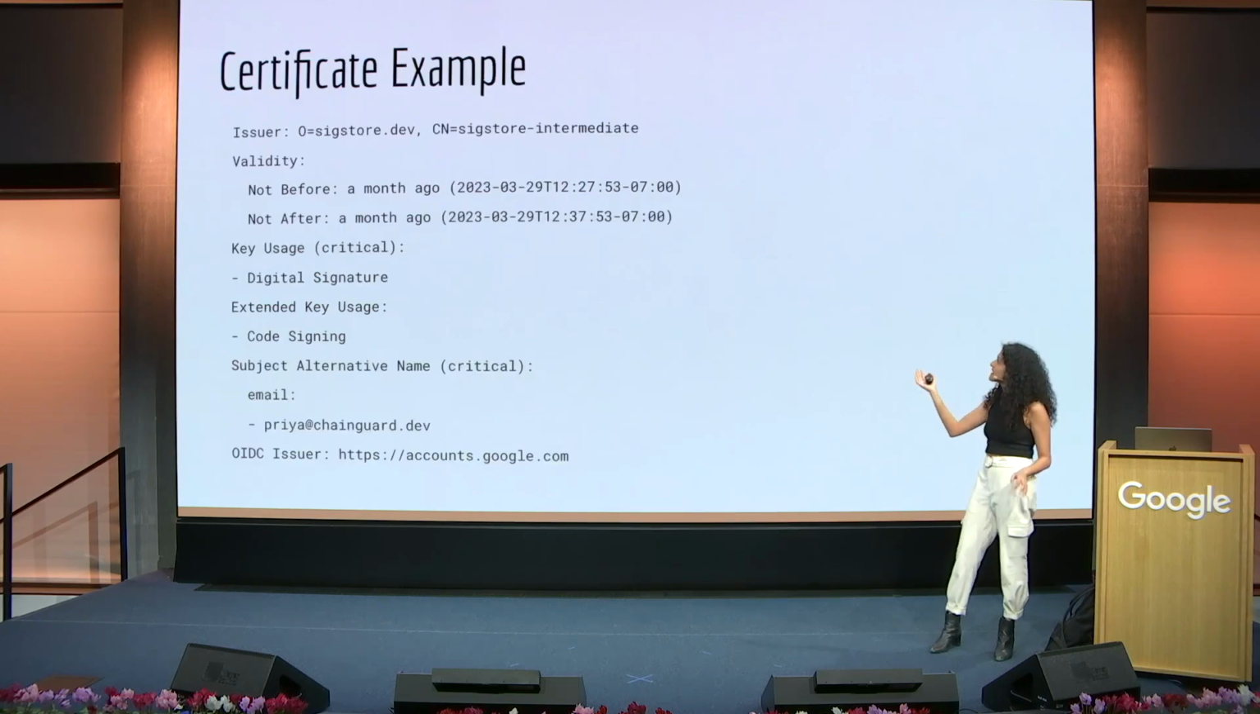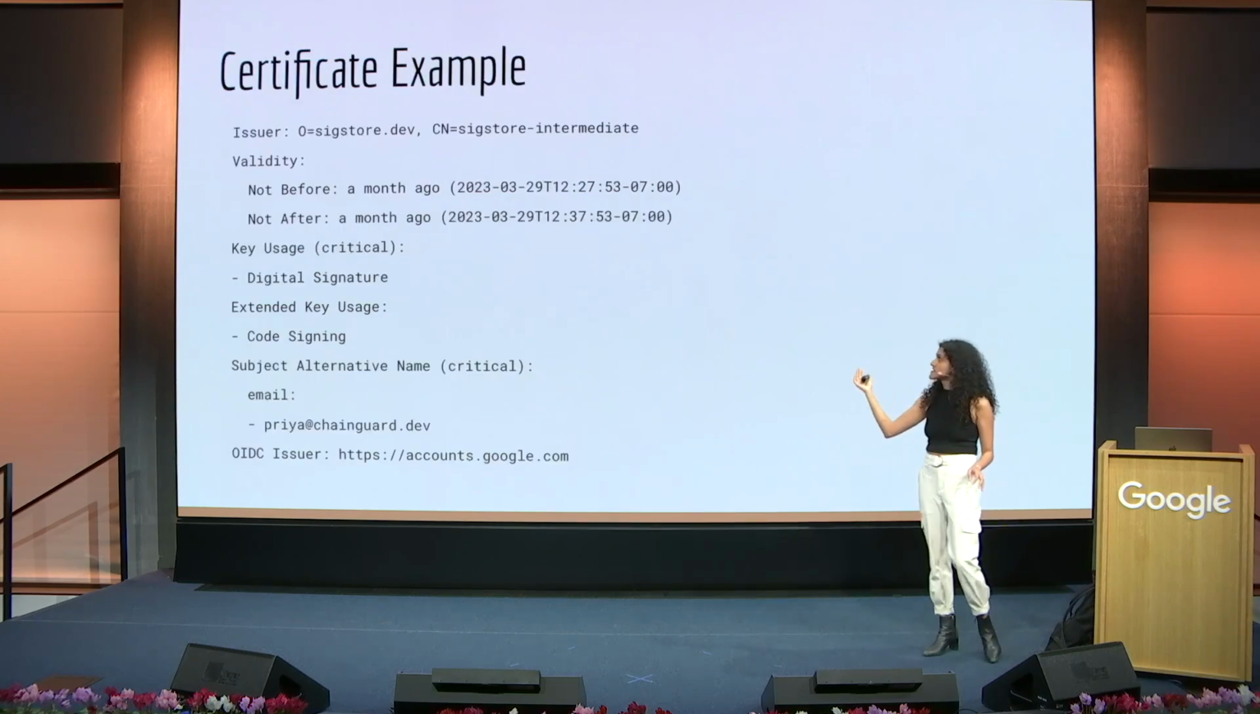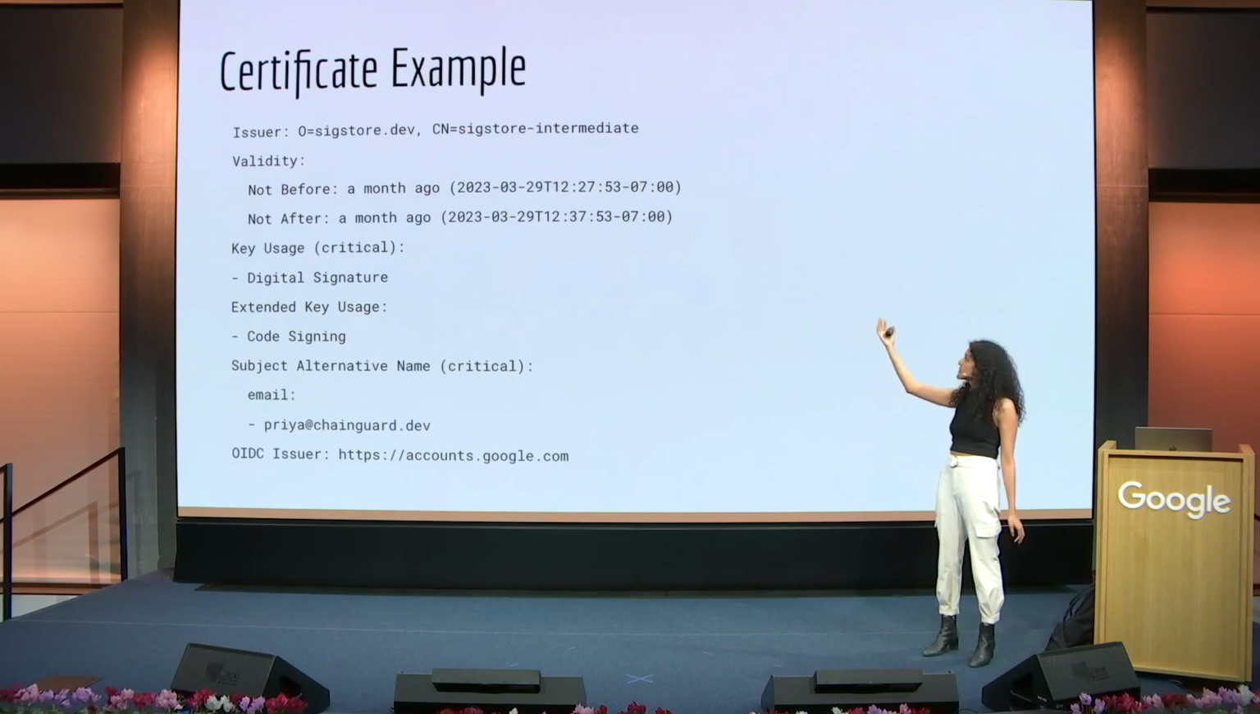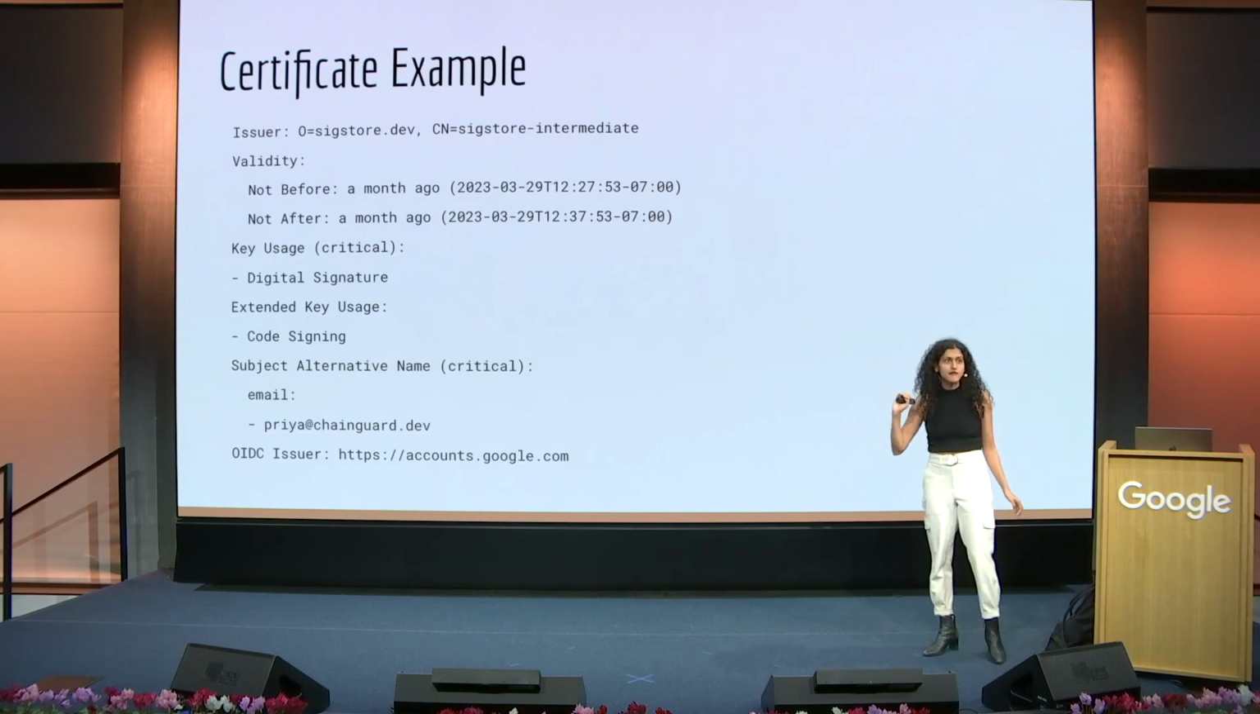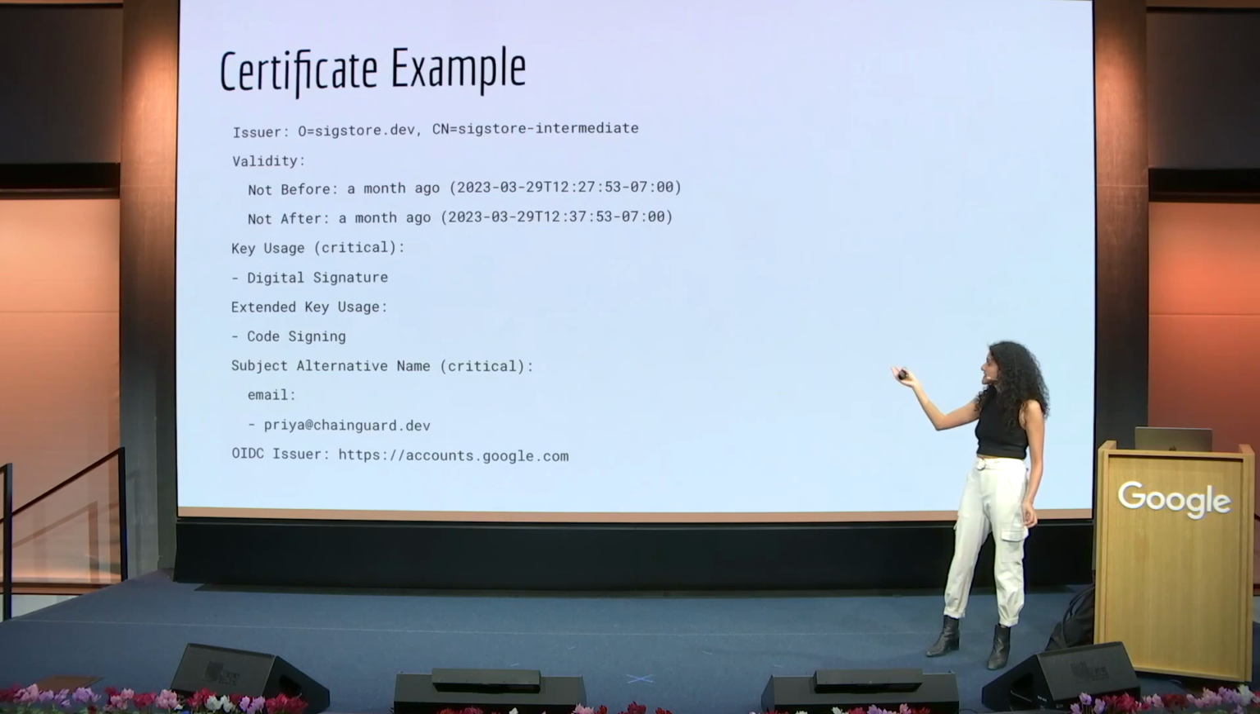So this is an example Fulcio certificate which has been issued. You can see at the top, we have some information about how Sigstore has issued the certificate. The certificate itself is actually only valid for 10 minutes. It's a code signing certificate, and you can see that embedded in the certificate is my email address and that the issuer was Google, if I signed in with Google.